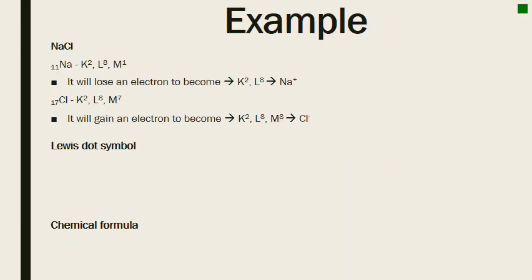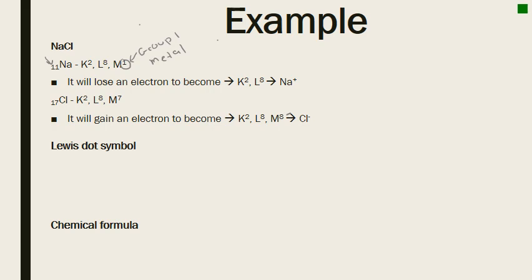An example of ionic bonding is NaCl. So Na, when we write its electron configuration, here's given the atomic number, and remember in a neutral atom, the number of protons equals the number of electrons. So we can write the electron configuration. So it's K2L8 M1, and remember this M1 here means it's in group 1. Group 1 are metals. So it will lose an electron.